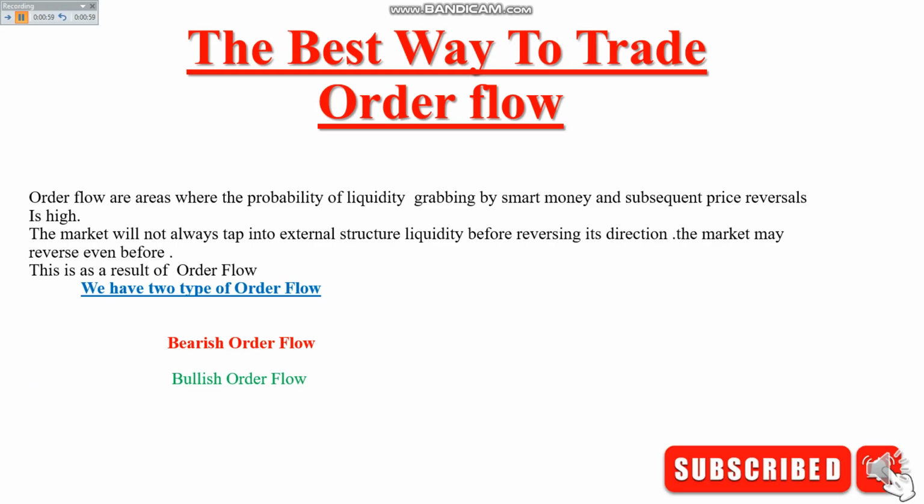and we have to define them for us to get to know how order flow works. As we talk about order flows, these are areas where there is probability of the market, by smart money, grabbing liquidity before either continuing with a trade or maybe reversing from a trend. And we have two types of order flows. Remember, the market moves either bullish or bearish, so we derive those names from the trend of the market. So we have a bearish order flow and we have a bullish order flow.